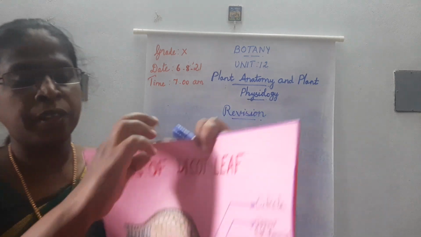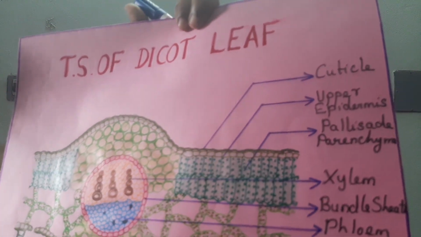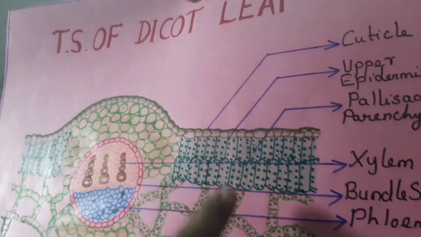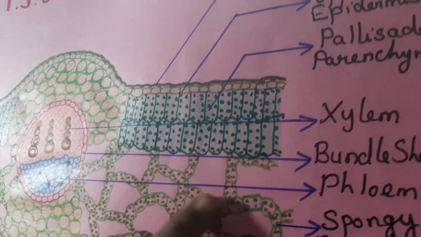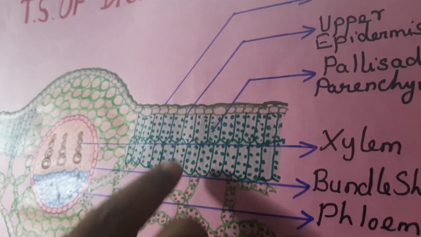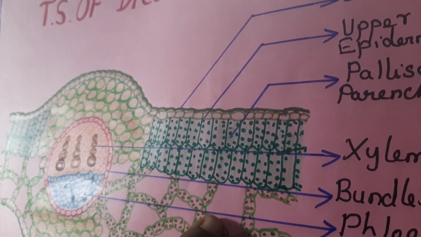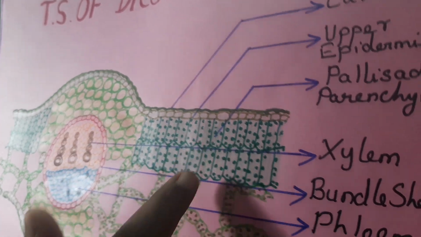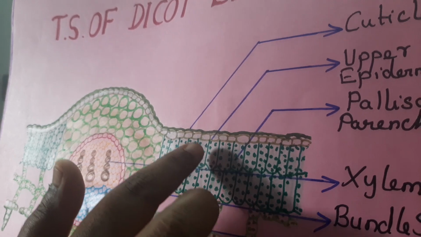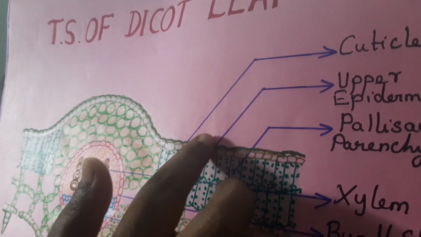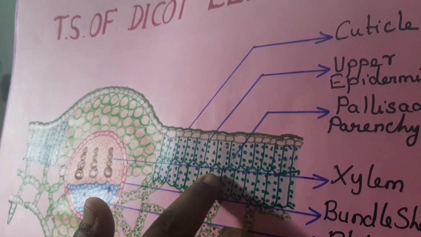Here you can see the mesophyll region. The tissues lying between the upper epidermis and lower epidermis are called mesophyll. This region consists of two types of tissues: palisade parenchyma and spongy parenchyma. The first one is palisade parenchyma, which lies just below the upper epidermis. This is the upper epidermis.